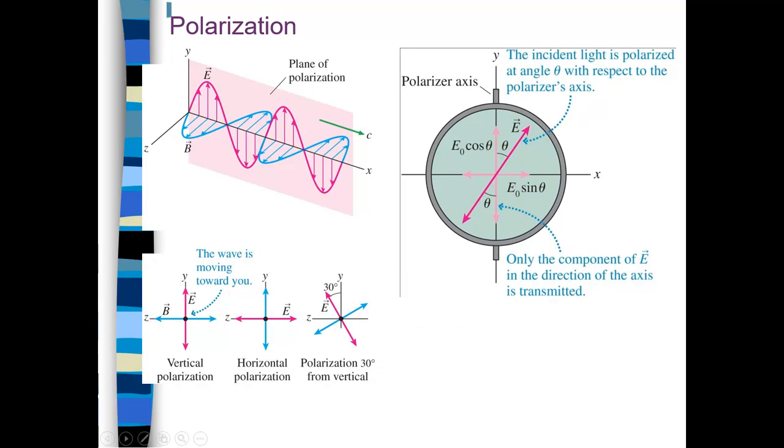So when you have a polarizer, you have a polarizing axis, and that will allow only certain angles of light to come through. And so that will polarize the light so you only have an electric field in one direction. So the intensity of the transmitted light is equal to the intensity of the incident light multiplied by cosine theta squared.